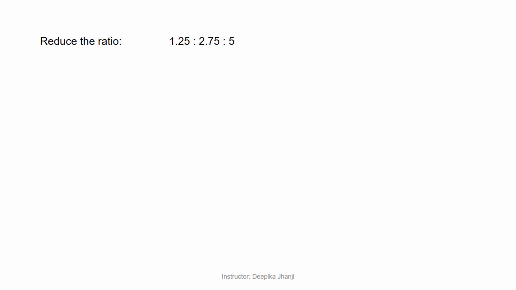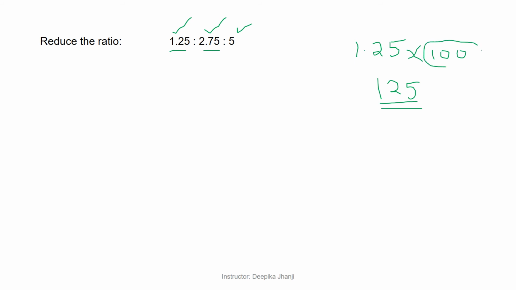Another example is in decimals. Here we have 1.25 is to 2.75 is to 5. The best way to reduce such ratios is to eliminate the decimal first. So if we have 1.25 multiplied by 100, right, we'll get 125. But we cannot multiply only one term in a ratio with 100. If we are doing anything with one term, we'll have to do the same process with all the terms. So we'll multiply all the terms by 100.